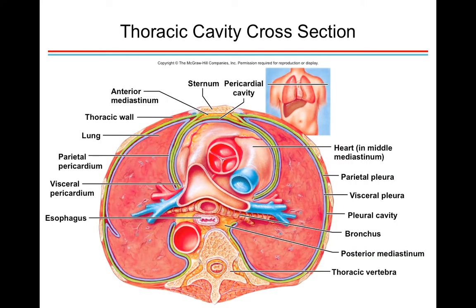So what I'm showing you now is a cross-section of this thoracic cavity. The thoracic cavity notably contains the heart, trachea, esophagus, and thymus, and these are located within the central mediastinum. Here's the posterior mediastinum, and then the anterior mediastinum.